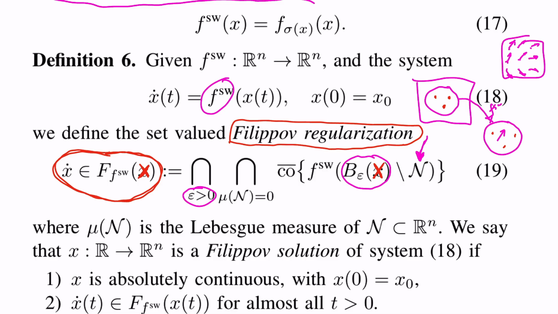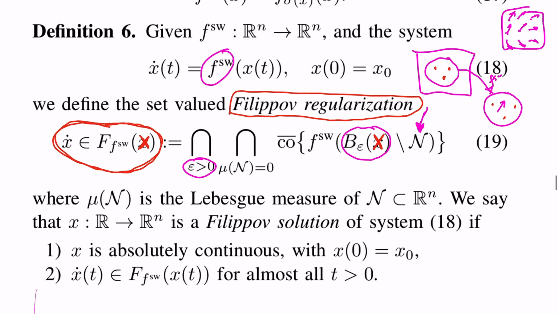And then in the outer part you basically do that for the appropriate n sets and the smallest epsilon, right? Basically it tells us that. Anyway, we define them, and we say that this is the Filippov regularization.